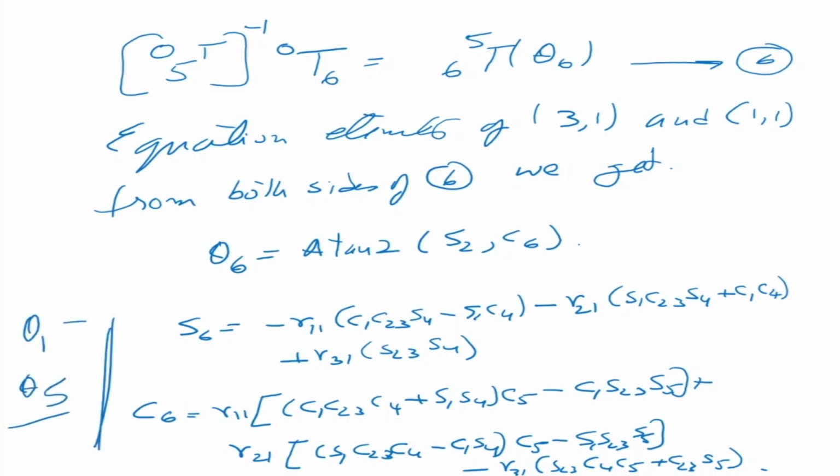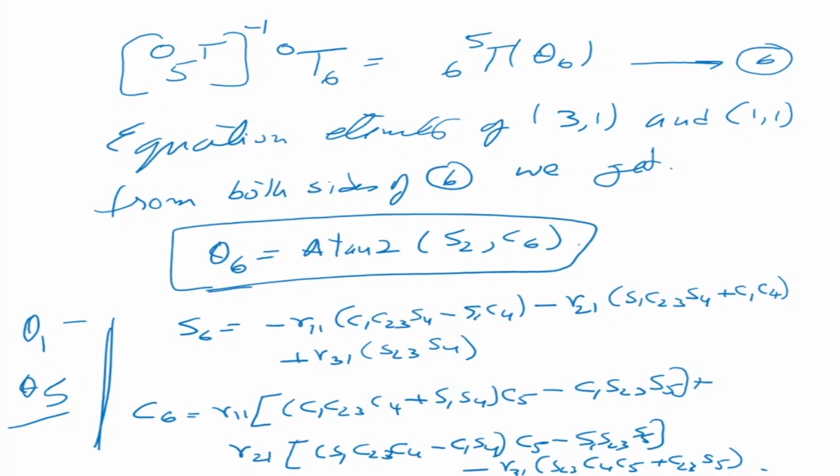We are already knowing what these values are. We have solved for them. So these values are known, right? And hence from this term we can find what is theta 6. Now this is the way the inverse kinematics is done for the Puma manipulator.